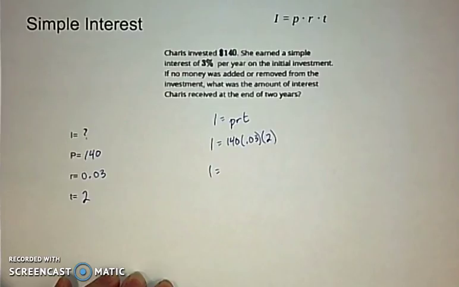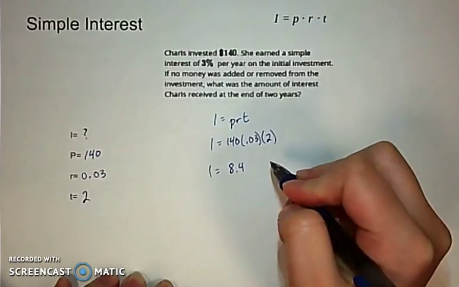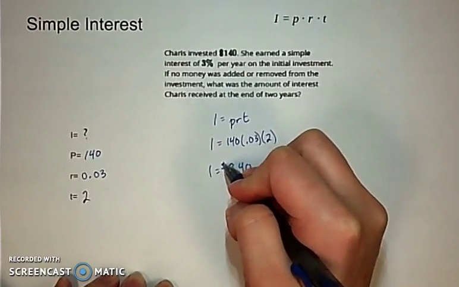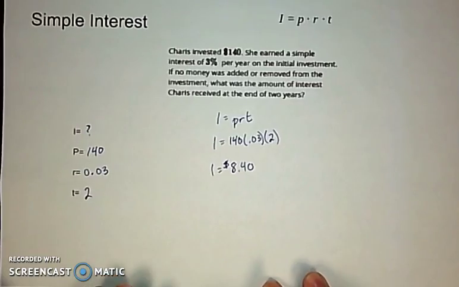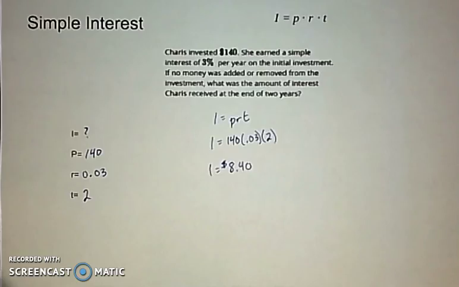And when we get that, we get 8.4. So after 2 years, she earned $8.40 on her investment. That is in addition to the money that she originally invested. That's how much she's earned just for putting her money in the bank.